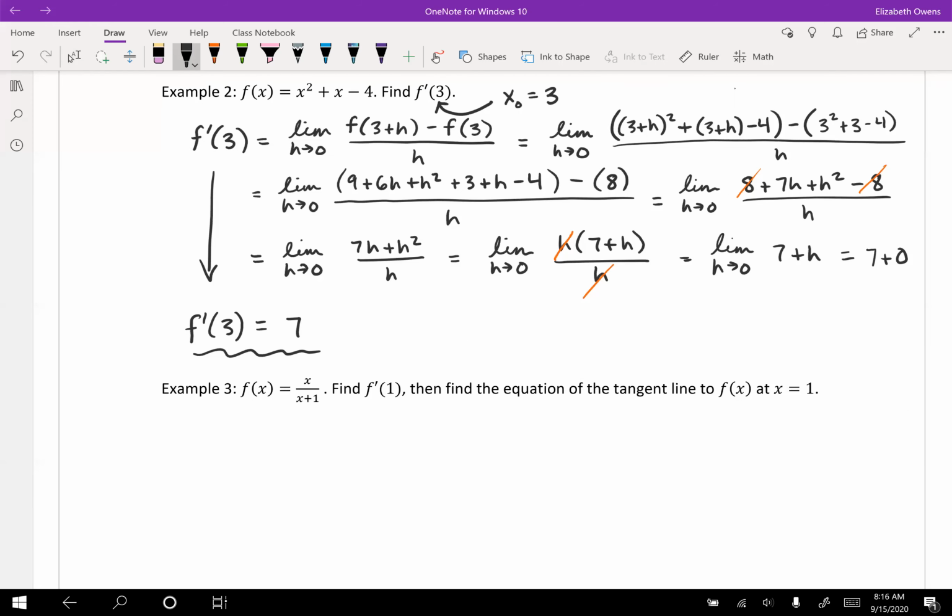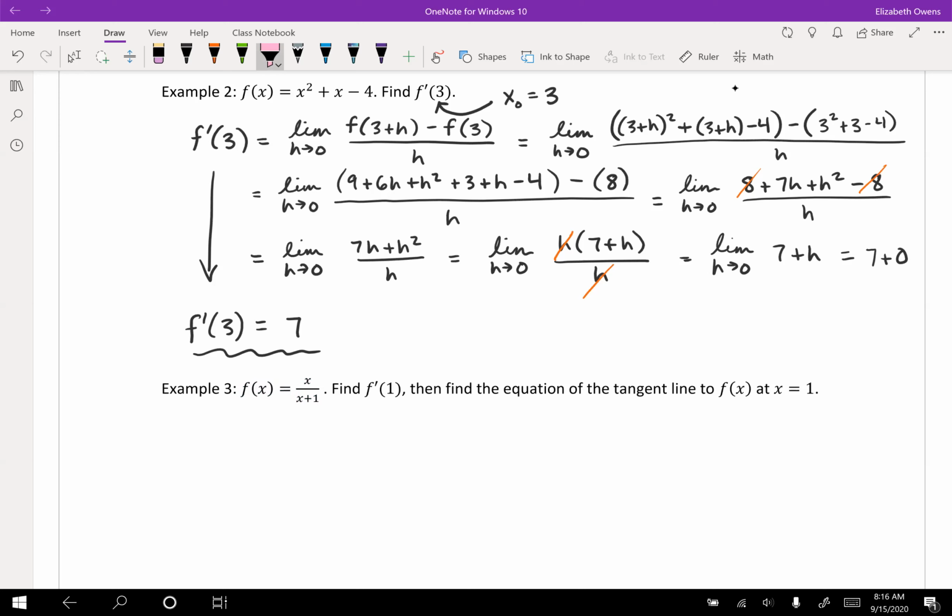This is example 3 for section 3.1. And here we are going to calculate a derivative again. So another example for that. Our function here is f of x equals x over x plus 1. So we're working with a rational function this time.